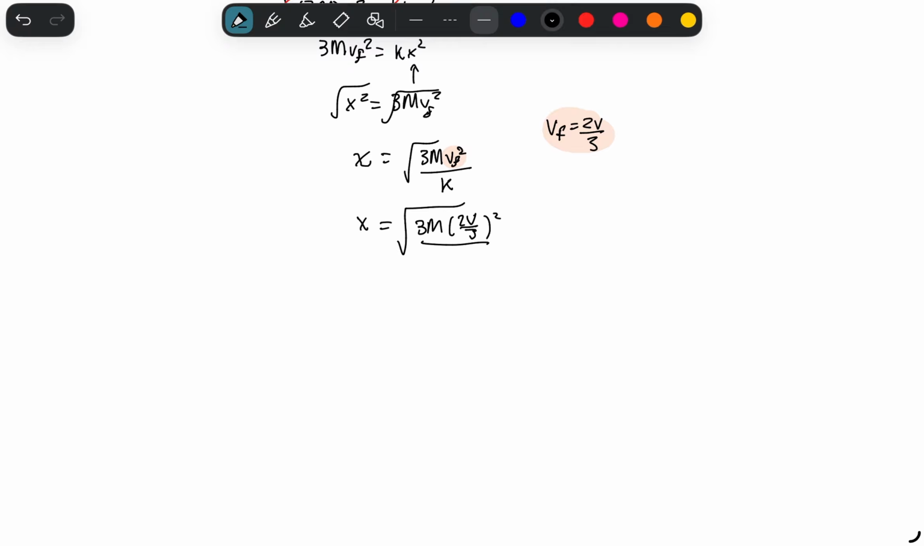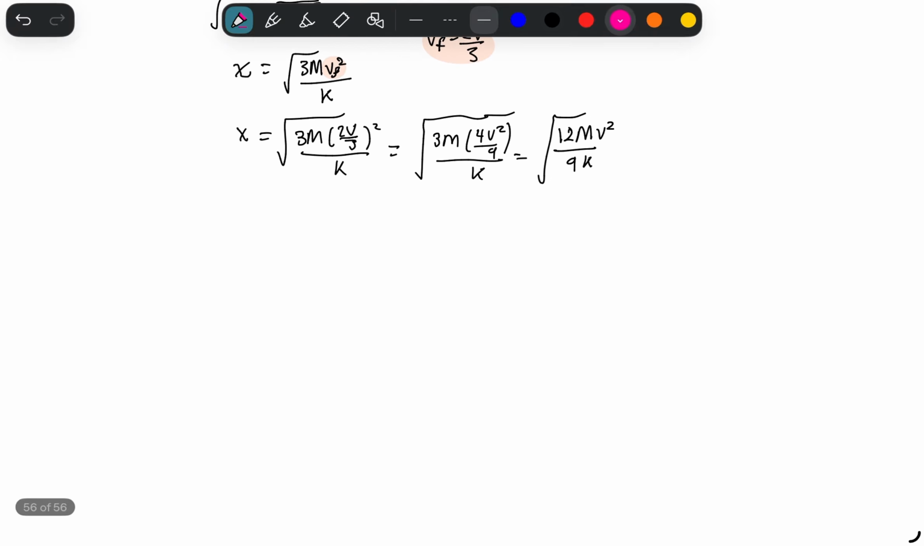So after we do this, we'll have x is equal to the root of 3m times (2v over 3) squared over k. This will equal the root of 3m times 4v squared over 9, over k. And this will be 12mv squared over 9k. So we know 12 over 9 is equal to 4 over 3. So we can rewrite this as 4mv squared over 3k. So you can also take out this 2, and we can also take out the v. So we'll have 2v root m over 3k.